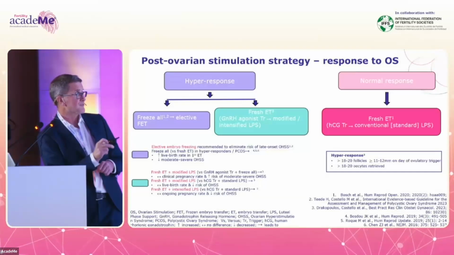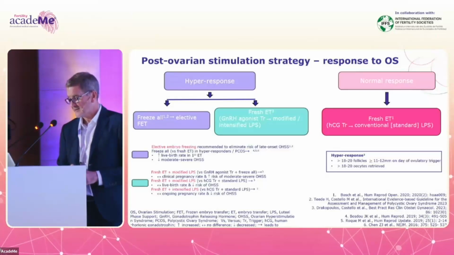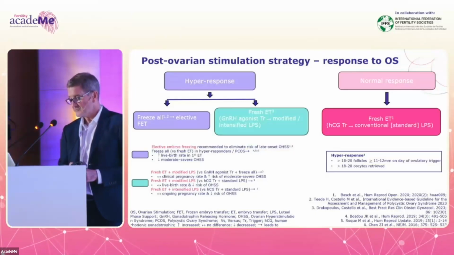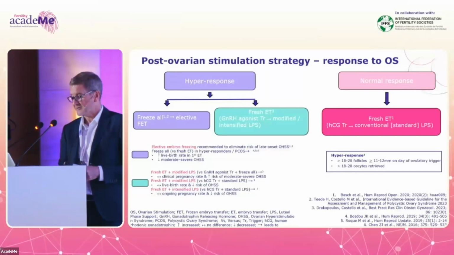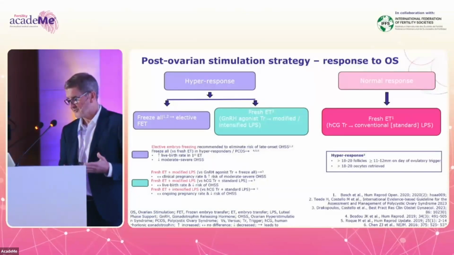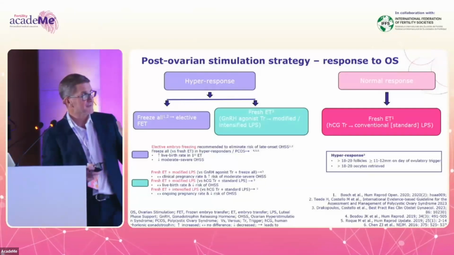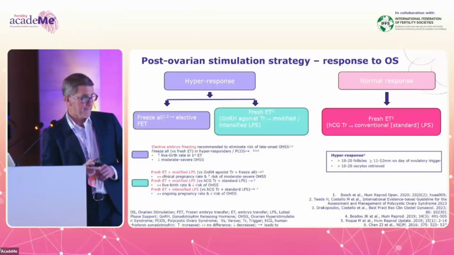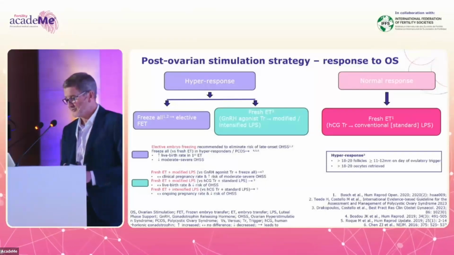The recommended strategy is doing a freeze-all elective FET, and that's because that will reduce or eliminate the risk of late onset ovarian hyperstimulation. Freeze-all versus fresh embryo transfer in the hyper-responder PCOS population has actually been shown to increase the live birth rate in the first embryo transfer and reduce moderate to severe OHSS. But if the decision, for whatever reason, is made to do a fresh embryo transfer, then it's recommended to do a GnRH agonist trigger with either modified or intensified luteal phase support.